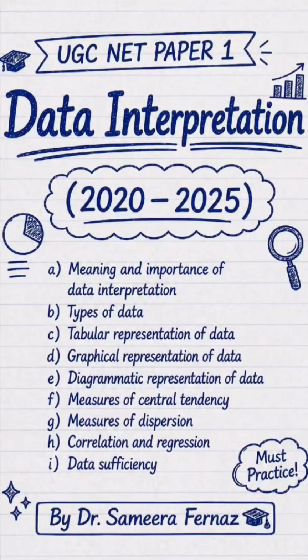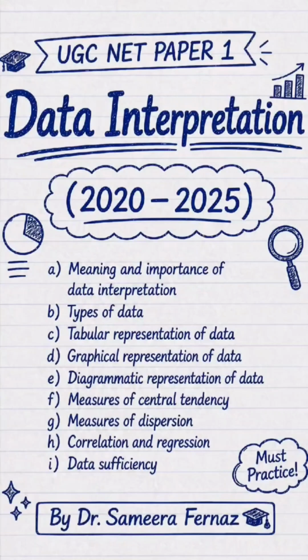UGC NET Paper 1 Data Interpretation. Let's quickly see what you must study. First, understand the meaning and importance of data interpretation. Then learn the different types of data. Focus on tabular, graphical and diagrammatic representation of data. These are very important for exam.